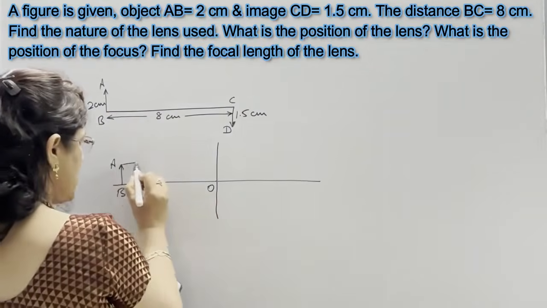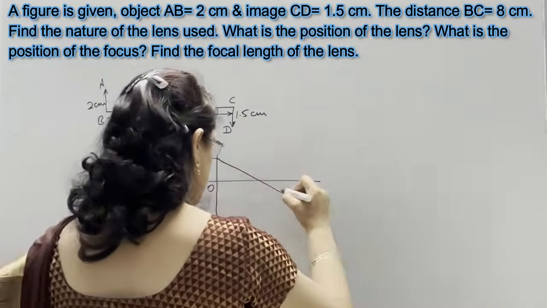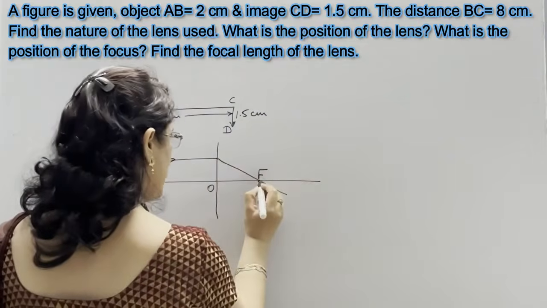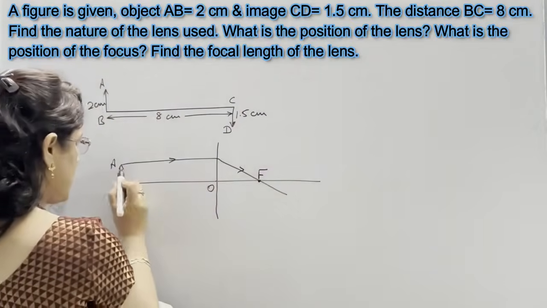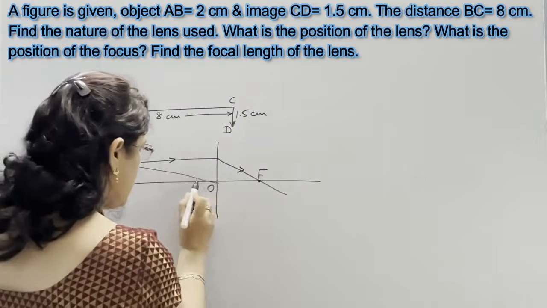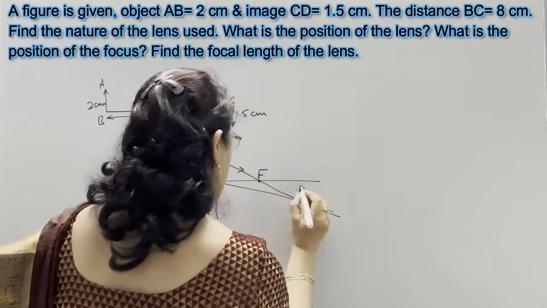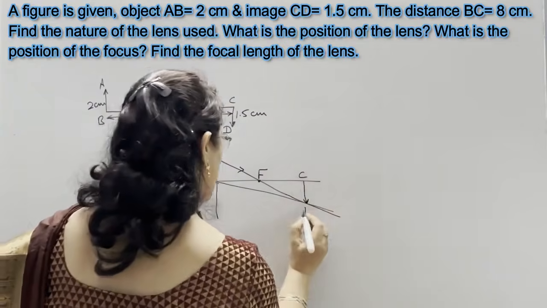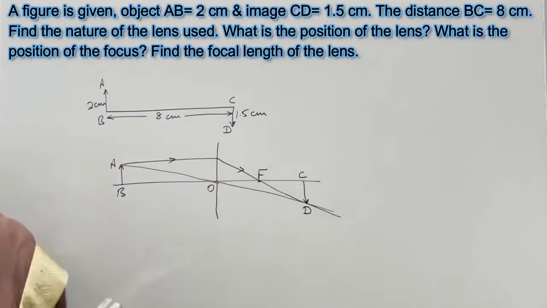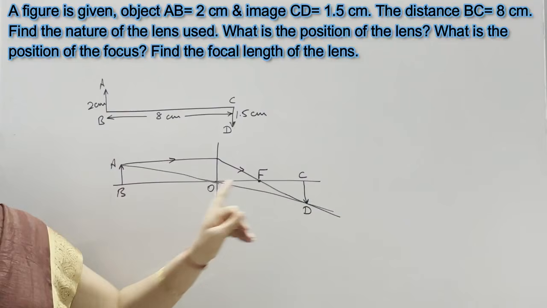We know that a ray which is parallel to the principal axis will pass through the focus. So the ray is passing through the focus. So this is the focus point. And the second ray which is passing through the optical center will go undeviated and will meet this ray, and here we are getting the inverted image CD of the object. So in the third part, the position of the focus is at point F.